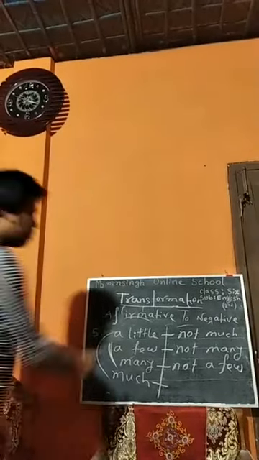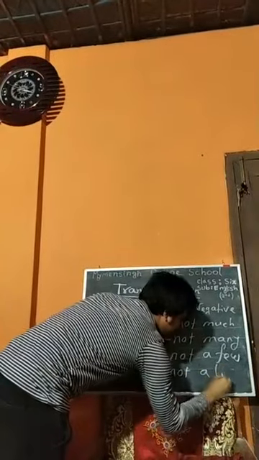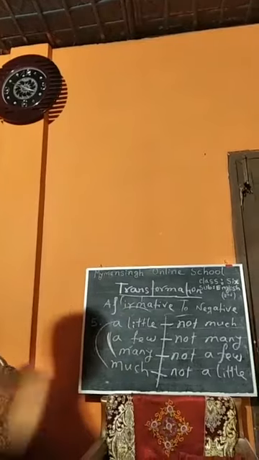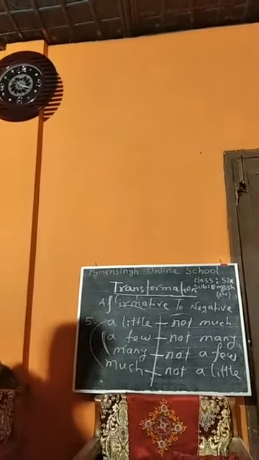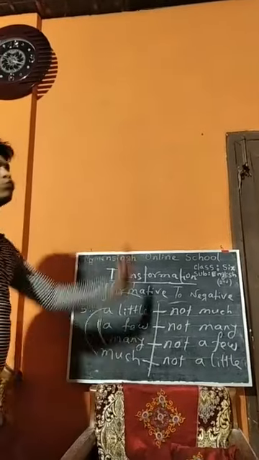Much. Much is also used for uncountable nouns. Many and a few are used for countable nouns, and these two, much and little, are used for uncountable nouns. Much will be replaced by not a little. Suppose there is much sugar in the pot. There is not a little sugar in the pot. I think you have understood all these 5 rules.